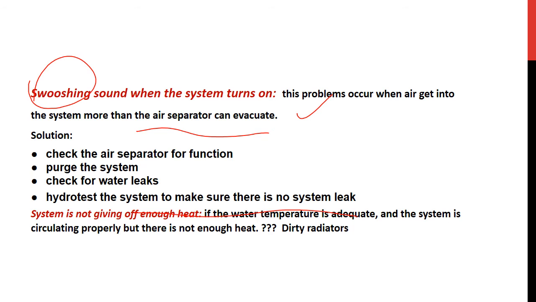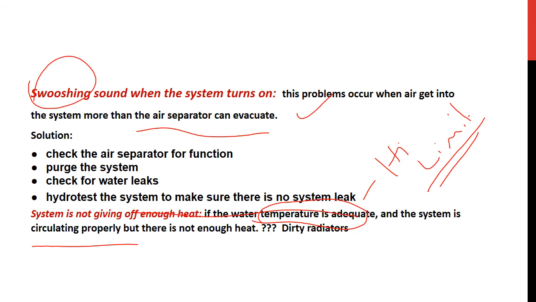If the system is not giving enough heat, okay, this is also another issue. Is the water temperature adequate? Check the high limit in the aquastat. Check the high limit, make sure it's set correctly. Make sure the circulator is working. If it's working and there is not enough heat, it could be dirty radiators. This is one of the most neglected parts.